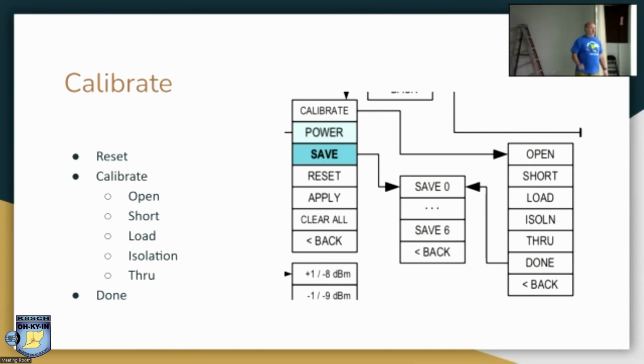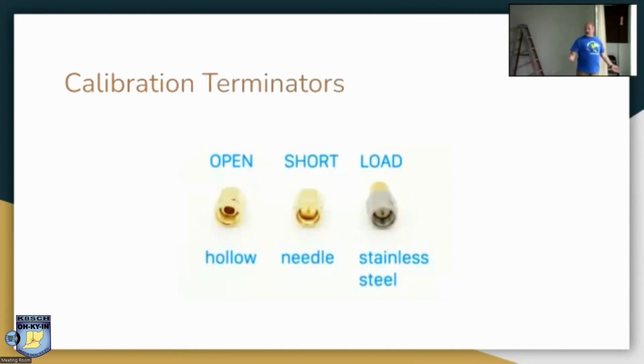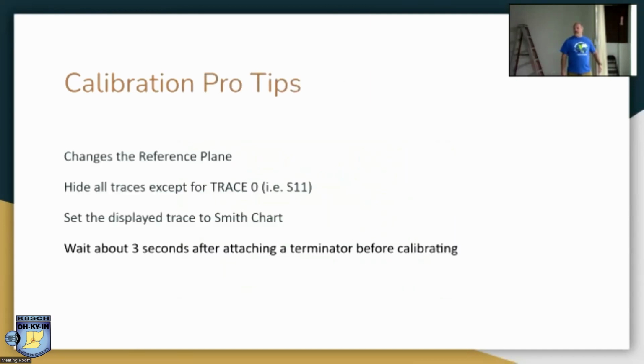It'll show you what they are, what frequency ranges. Calibration terminators, they're gold little things, they're kind of hard to tell. The open is the hollow, short has a little needle in it, and then there's a stainless steel load. Those should come with the device.